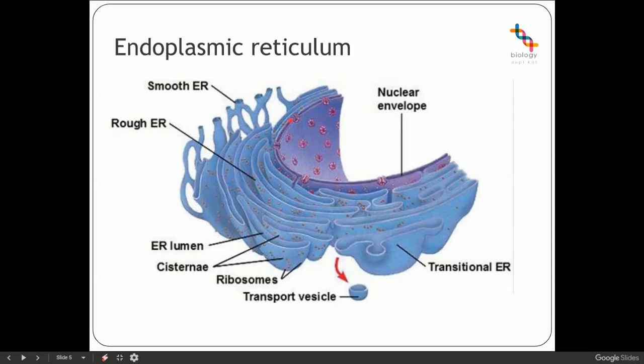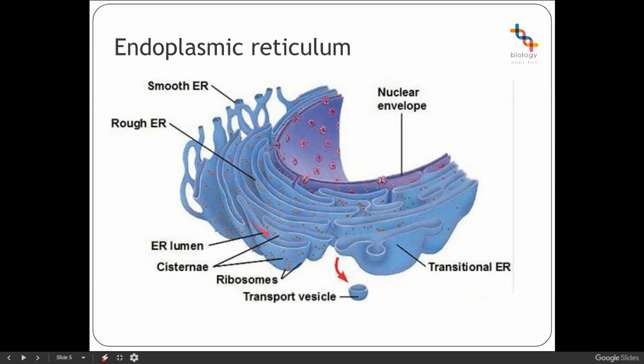When we look at the endoplasmic reticulum, remember it is a network of membrane tubules which are surrounding the nucleus. So if this is our nucleus around here, then the endoplasmic reticulum is these tubes that are surrounding it. And we've got two forms of endoplasmic reticulum, smooth endoplasmic reticulum and rough endoplasmic reticulum. Rough is just that which has got ribosomes present on it.